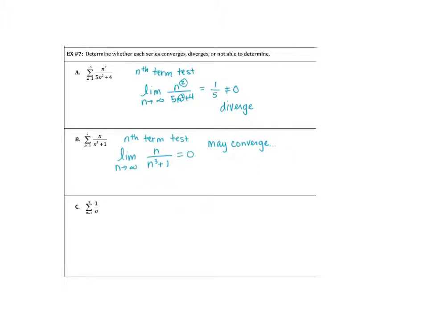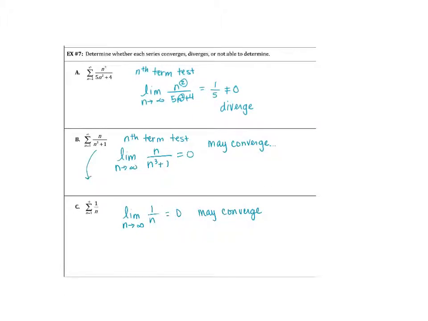Okay, so now let's look at C. And again, the same nth term test. So we're going to say the limit as n approaches infinity of 1 over n. And again, I know that limit is going to be 0, but this one may converge. Now, the problem is, even though those limits are heading to 0, let's look at some terms of this series. In other words, let's look at what this is going to generate.